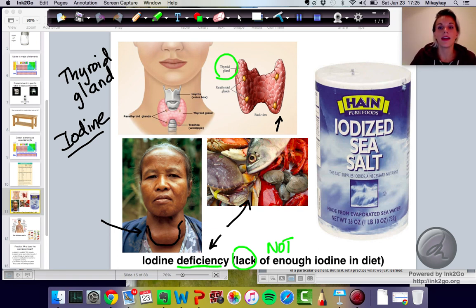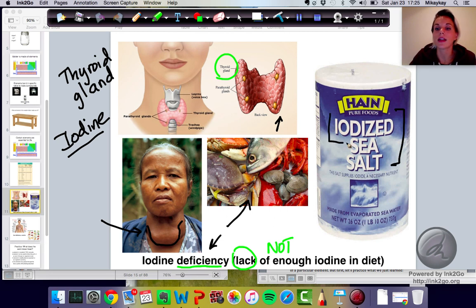And then a doctor came along and decided to try adding iodine to salt. We don't need to really get into how they added it per se, but maybe you're thinking about halogens and alkali metals making salts. The bottom line is that you can add iodine to salt, and it doesn't change the way the salt tastes. And so this started a new way of producing salt in the US and in other countries as well.